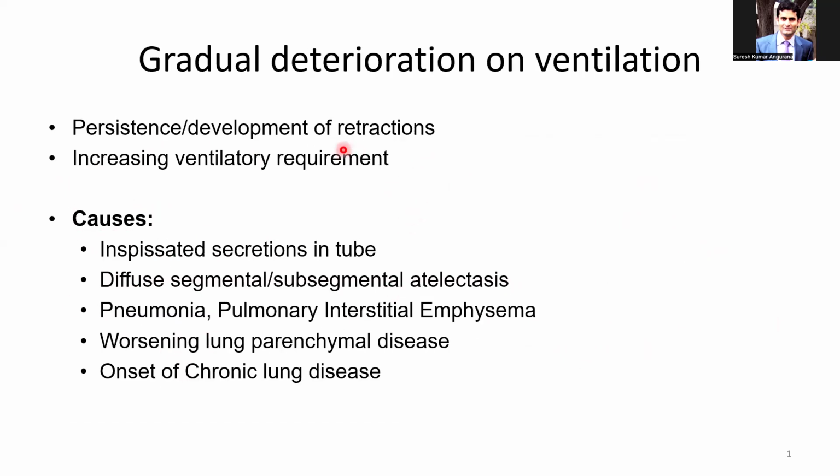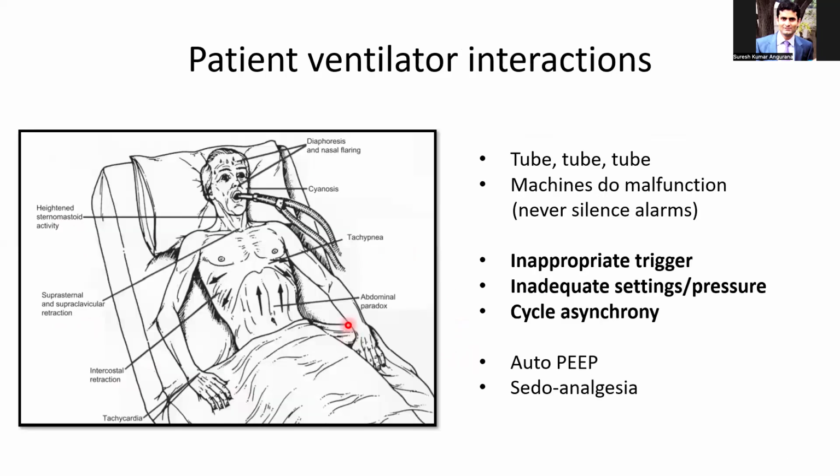However, when there is gradual deterioration, then these are the common conditions: inspissated secretions in the tube or in the airways if you are not using humidification properly. There may be diffuse, segmental or subsegmental atelectasis. There may be developing pneumonia or pulmonary interstitial emphysema, worsening lung parenchymal disease, or onset of chronic lung disease. So these are the things we should keep in mind if a child is having gradual worsening on the ventilator.